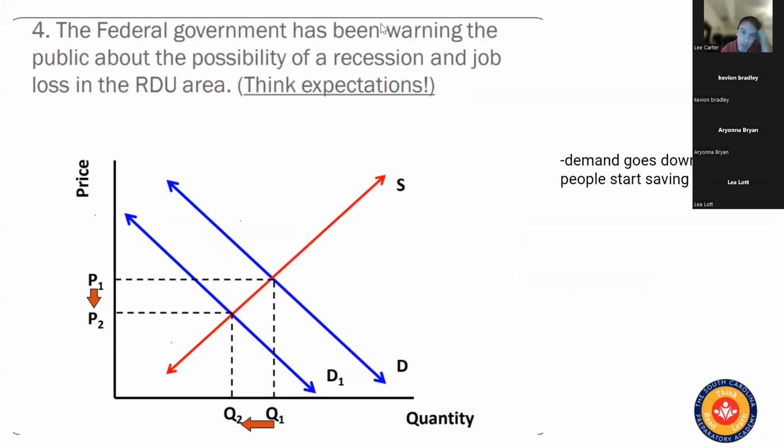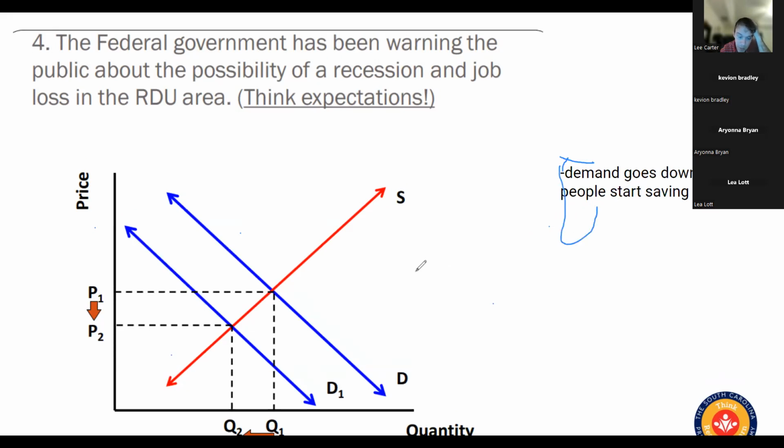All right, so the federal government has been warning the public about the possibility of a recession and job loss in the area. So you're expecting that people are going to lose their jobs. If you're expecting people are going to lose their jobs, then demand goes down because people are afraid of losing their job. They won't spend their money. So the demand for whatever product, purple ties or ice cream or whatever, is going to go down, which means the equilibrium price also has to go down. The price is set in order to meet the new demand here. All right, so that's that one.